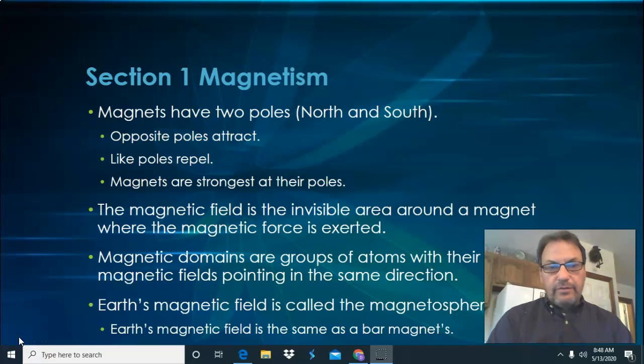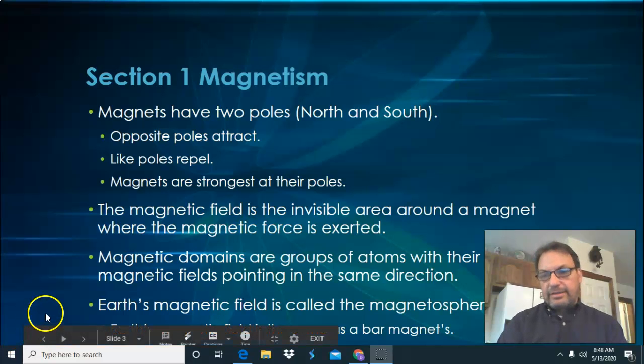Just as a quick review, let's remember that magnets have two poles, north and south, that opposite poles attract, like poles repel, and that magnets are strongest at their poles. And remember that the magnetic field is the invisible area around a magnet where the magnetic force is exerted.